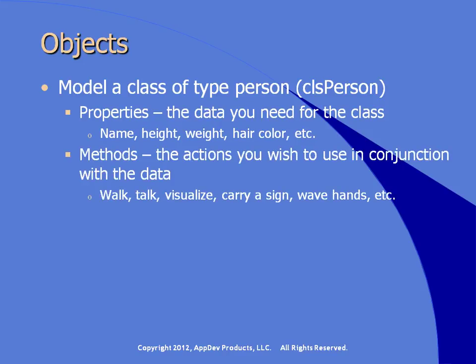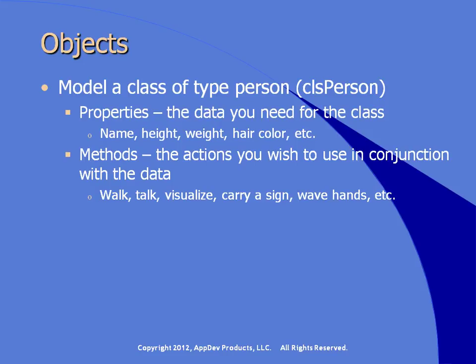The methods are actually the verbs that we just spoke about. Those are the actions you wish to use in conjunction with the data. You want this person to be able to walk and talk, and so forth. So there are two fundamental things that are buried inside of a class object: its properties and its methods. The properties are the nouns, in other words, the person, place, or things that we're interested in, the data, and the methods are the actions or the performances that we would like that particular object to be capable of.